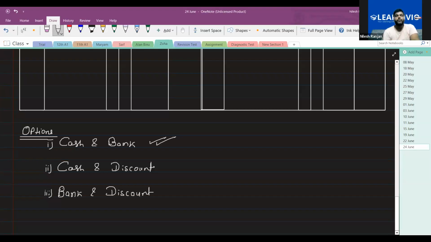Also, we have to see the question detail. If there is no bank related transaction, then there is no need of bank column. So in that case, we have to take cash and discount. So this is how the preference is cash and bank. If there is no information about which two columns we have to create, we always prefer cash and bank account. Then if there is no information about bank, then we can take the cash and discount column.